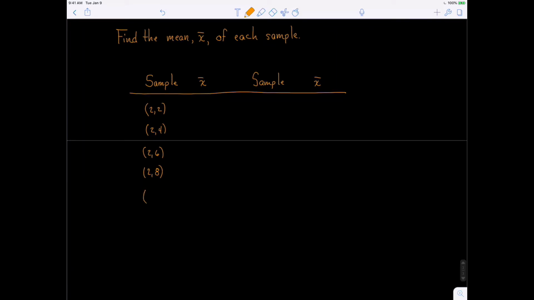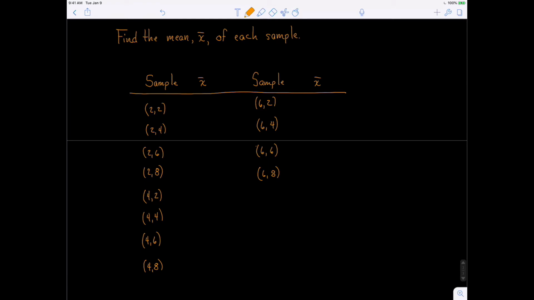So now let's go to our 4s. I could have a 4 and then a 2. I could have a 4 and then a 4. A 4 and then a 6. Or I could have a 4 and then an 8. Well, let's keep going. Now let's start with the 6s. I could have a sample of 6 and then a 2, a 6 and then a 4. Then we could have a 6, a 6, a 6 and an 8.